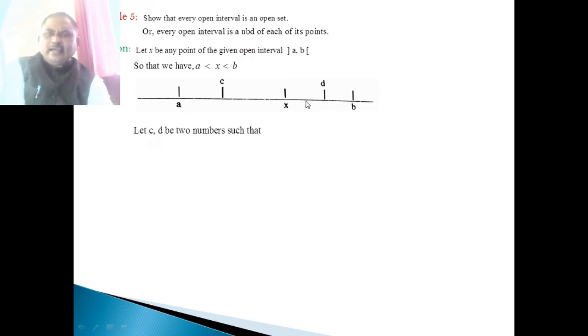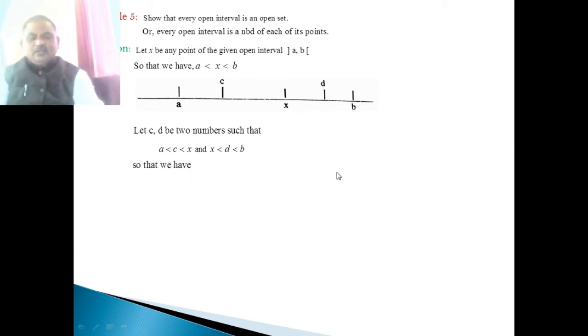Let C and D be two numbers such that A less than C less than x, and x less than D less than B. So that we have A less than C less than x, also x less than D less than B.